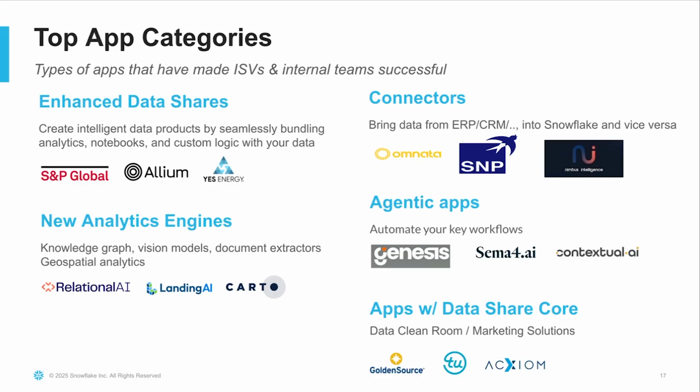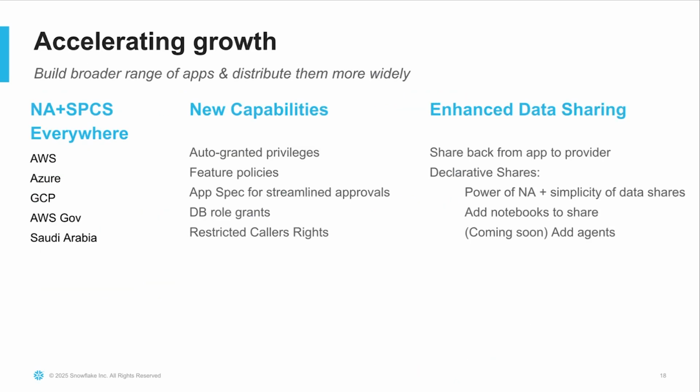Then there is a new brand of apps, agentic apps, which codify workflows and automate them. For example, Genesis and Semaphore have built wonderful apps that can really enhance productivity. And then finally, the traditional one, which is with a data share at the core of the app, and analytics added to it. We have a number of examples, especially in the marketing and finance verticals. Golden Source is one, TransUnion, Axia, and there are many others. So this will hopefully give you some ideas about what you could build.